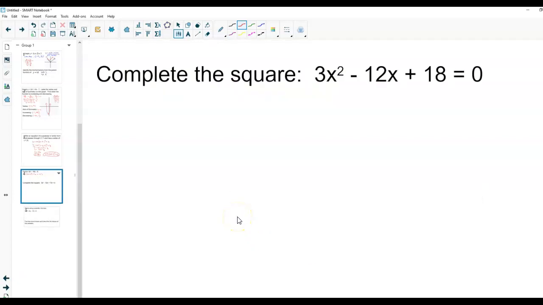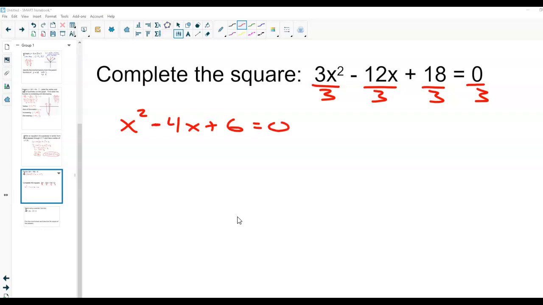The next one, completing the square, we got to remember the process. First step, you've got to get a 1 in front of the x squared. Cannot do this without a 1 in front of the x squared. So this becomes x squared minus 4x plus 6 equals 0. My next step, move the constant over. X squared minus 4x equals negative 6.